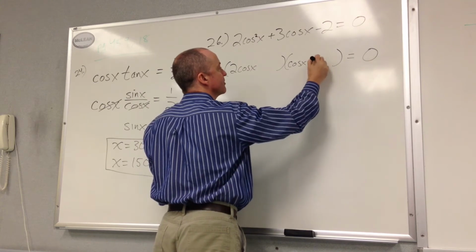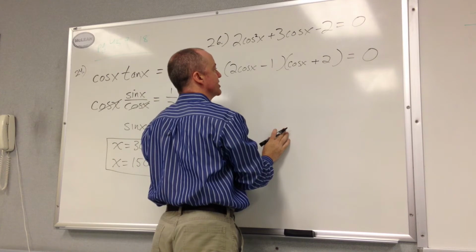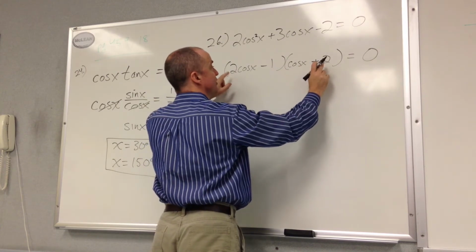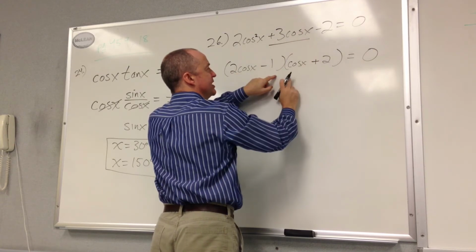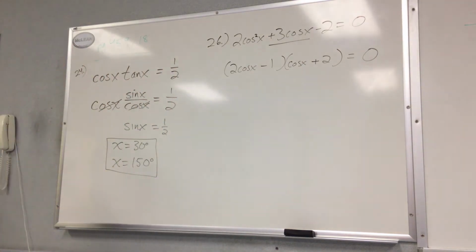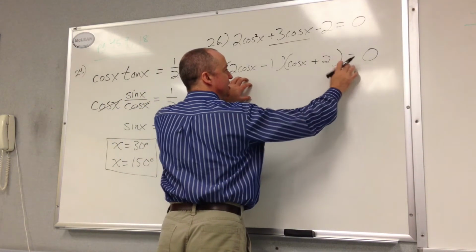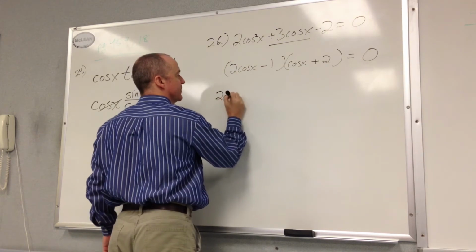Does that work? Yep, that works. 2 cosine squared plus 4 cosine x minus 1 cosine x gets me my 3 cosine x, minus 2. Remember those tricks? Remy, how's your Algebra 1? It's okay. All right. Now remember, now that I have factors equal to 0, I can do the trick of setting each factor equal to 0.